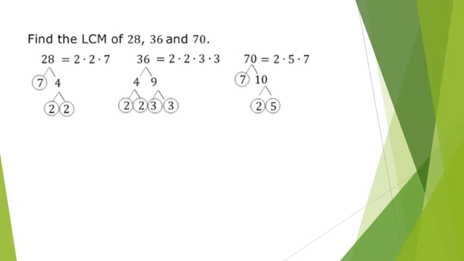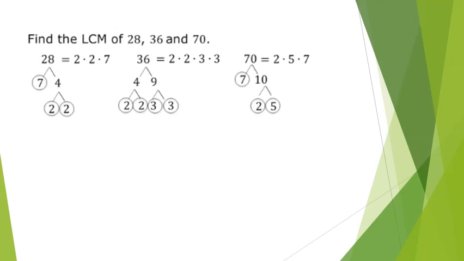Okay, let's move on to 36. 2 numbers multiplied together to get 36 are 4 and 9. 4 times 9 is 36. They both happen to be composite numbers, because 2 numbers multiplied together to get 4 are 2 and 2, and 2 numbers multiplied together to get 9, besides 9 and 1, are 3 and 3. So we circle 2, 2, 3, 3 because they're prime numbers. Okay, so we'll move on to 70.